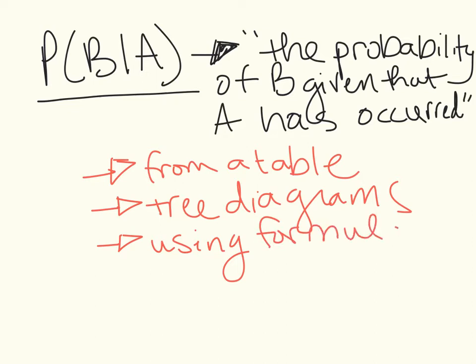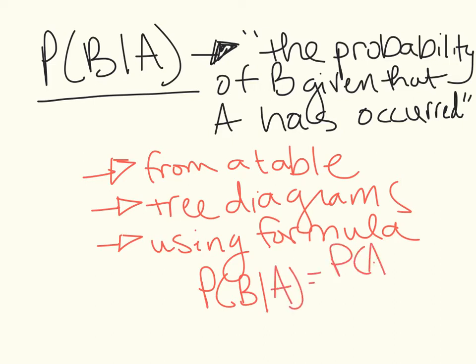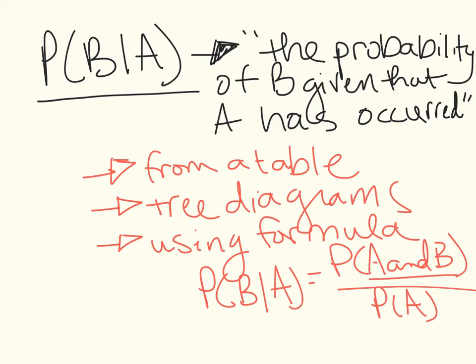You only want to use the formula really as a last resort if the other methods are not available to you. And so the formula is the probability of B given A is equal to the probability of A and B divided by the probability of A. So the probability of B given A is really the probability of both occurring divided by the probability that A has occurred.